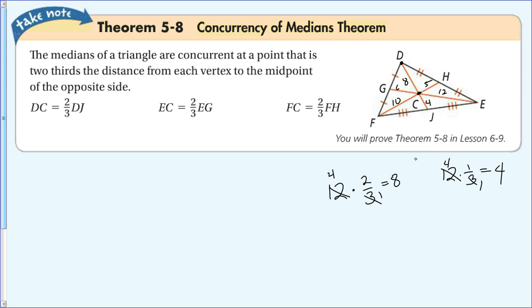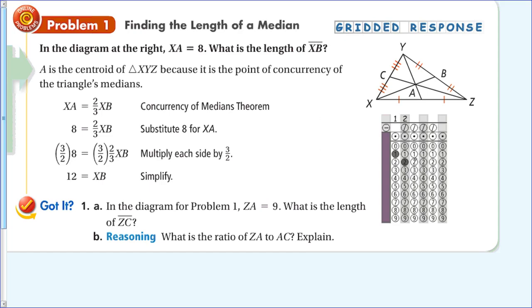All right, let's keep going. So here's another example of what I just showed you. It says in the diagram at the right, XA equals 8, and it wants to know the length of XB. So it wants to know this whole length here. Well, you can set it up this way. We know that XA equals 2/3 of XB. So we know that 8 is 2/3 times XB. So now you can multiply both sides by the reciprocal, like they did. The reciprocal of 2/3 is 3/2. 8 times 3/2 is 12. So XB equals 12.